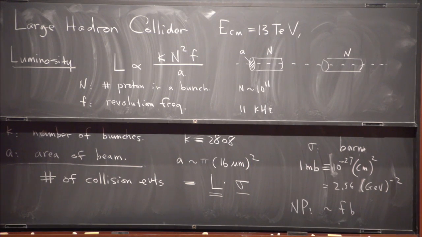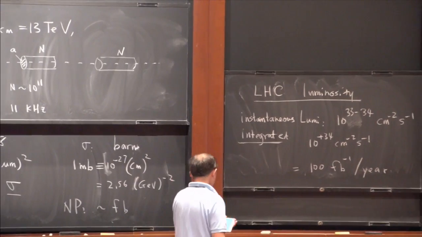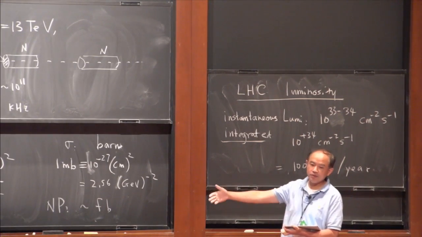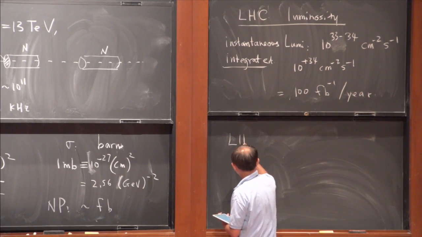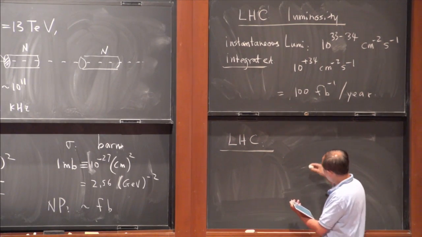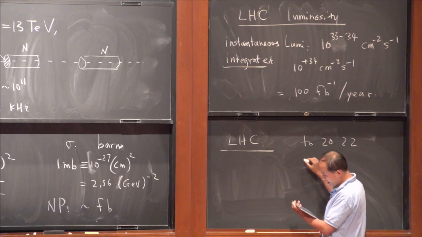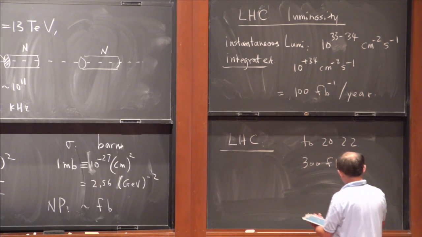So let's just say 10 to the 34 per centimeter square per second. This is equal to 100 inverse femtobarn per year. Currently, it runs at about this, I think. In the future, the LHC has a high luminosity phase. The LHC in 2022 maybe is projected to accumulate 300 inverse femtobarn of data. From now to there are shutdowns and so on.